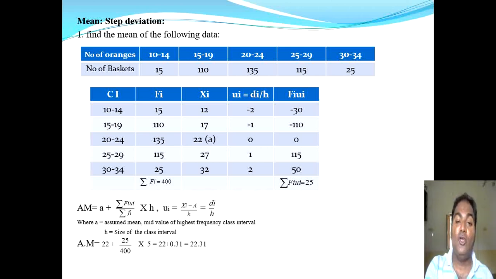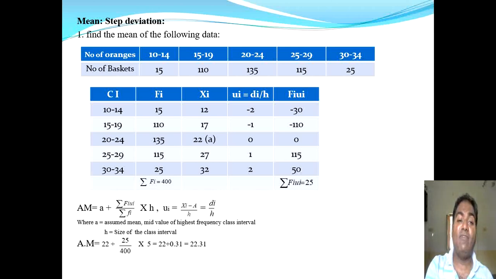Next we have ui. How to find the ui column? I said di by h. What is di? Xi minus a. So we have 12 minus 22 by h. What is h? Size of the class interval. H is equals to 2. Sorry, not 2, it is 5.